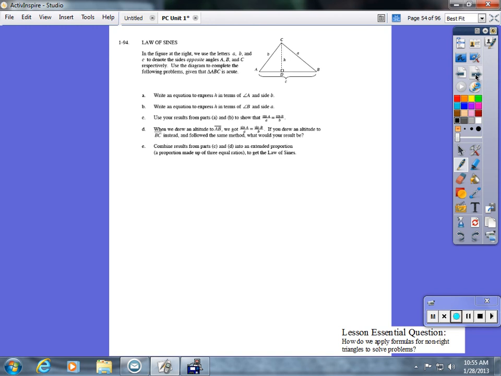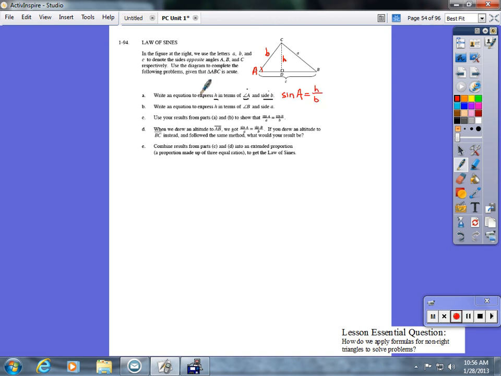Not only that, but you also have the guidance in the book. Typically a proof would mean that you prove it on your own with no help. So write an equation to express H in terms of angle A, side B. Well, anytime we're combining angles and sides, we're thinking about trig ratios. So put yourself where angle A is. Okay, we're using side B and height H. Height H is opposite of you. It's across the triangle from you. So that's going to be sine. So the sine of angle A is going to equal H over B.